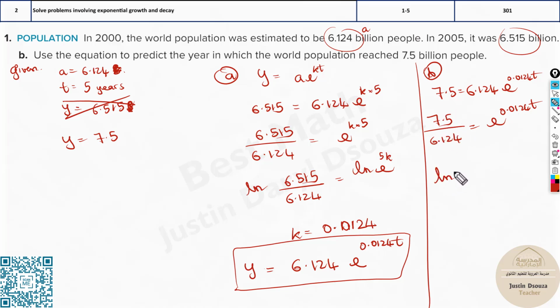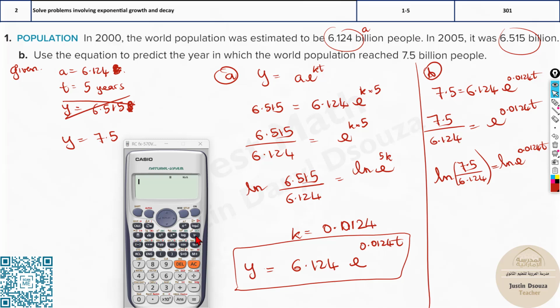So now you can take ln on both sides. It'll be ln of 7.5 divided by 6.124 equals ln e to the power 0.0124 t. That's it. Now use your calculator to solve for t. Let me show the substitution here. Use the fraction, ln fraction. It's 7.5 divided by 6.124. And let's close the brackets, equals, it is ln again, natural logarithm, e to the power that is shift ln, 0.0124 to the alpha x.